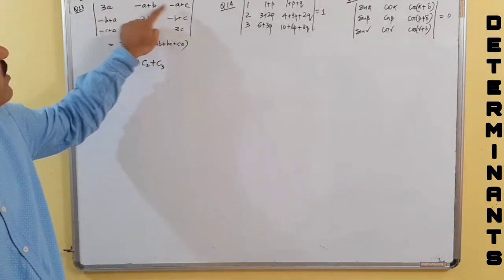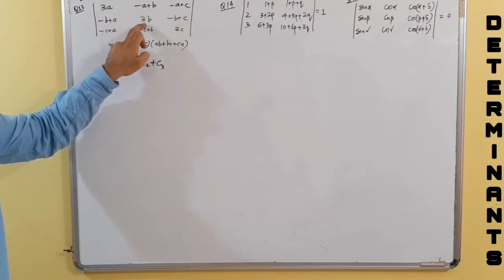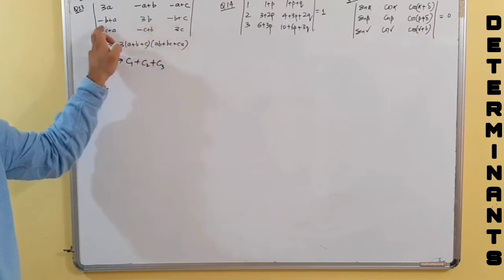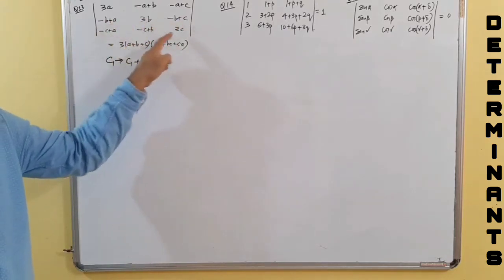3A minus 2A. 3A minus 2A is A. So A plus B plus C. Here 3 positive B's and 2 negative B's. 3B minus 2B will give me plus 1B. So A plus B plus C. Here again A plus B plus C.